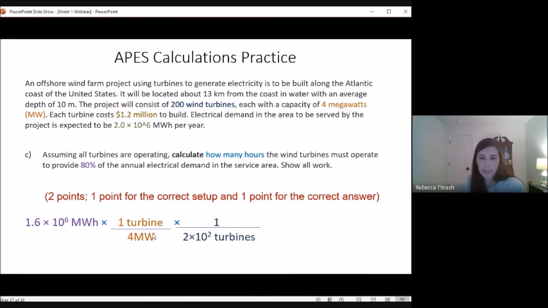Right here, because that's how many turbines I have in the entire wind farm. And then that gives me 2 times 10 to the third hours, or 2,000 hours. So that's how long the wind turbines have to operate in order to provide 80% of the electrical demand of the service area, or annual service area. So some important things to check out here. Here, the megawatts are what's canceling out, and that's why I'm left with the hours here.